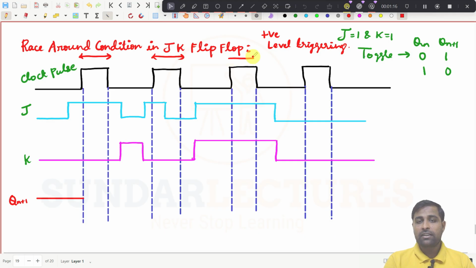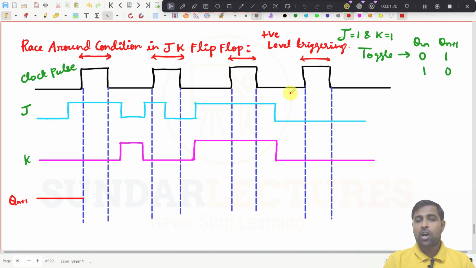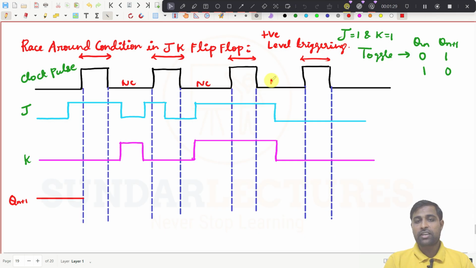It will check for this condition, and for all other terms, what is this value? It is the no change condition. Since there are no clock pulses, it is the no change condition.